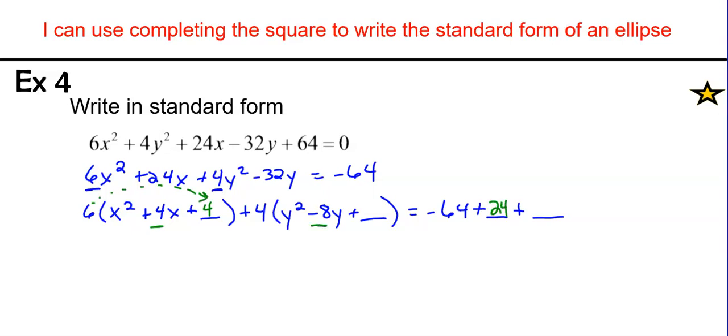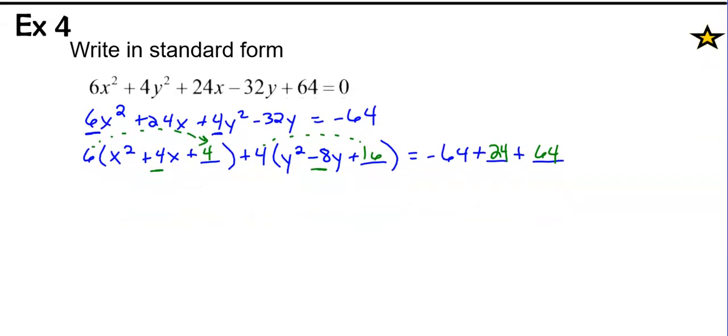And then take half of negative 8, which is negative 4. Negative 4 squared is 16. Don't add 16, though. Add 4 times 16, which is 64. Okay. Then you're going to leave your 6 on the outside.